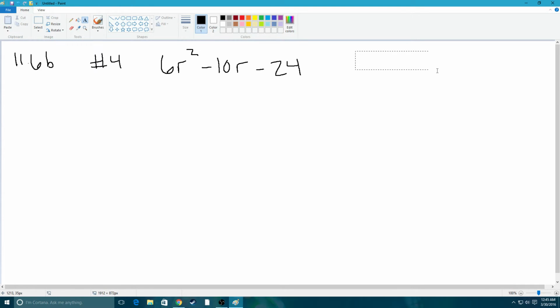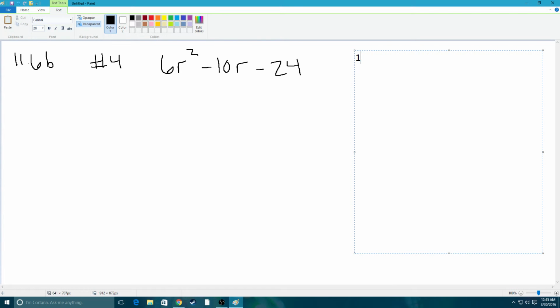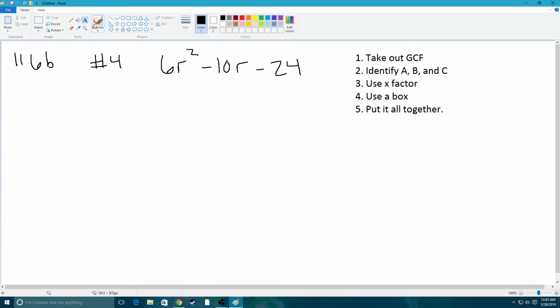Step 1. Step 1 was take out the greatest common factor. Step 2 was to identify A, B, and C. Step 3, use the x factor. Step 4 is use a box. Step 5, put it all together. Quite a bit of steps, but we can do this together, guys.